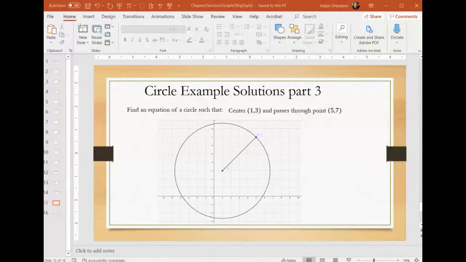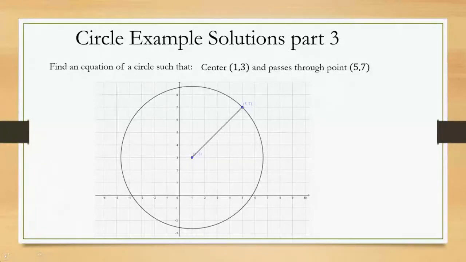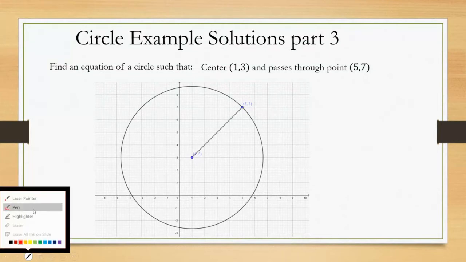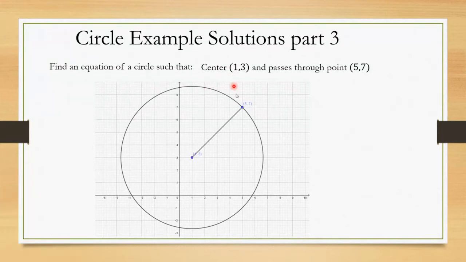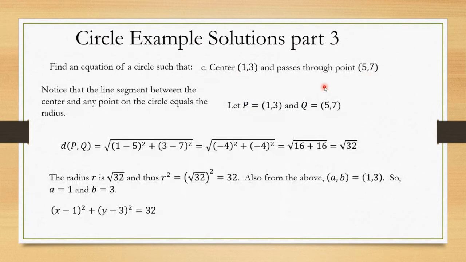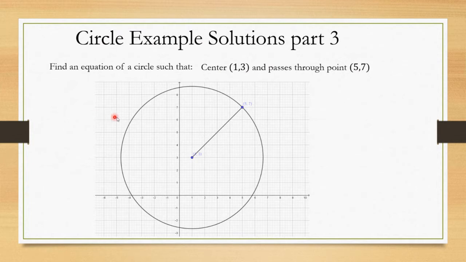So remember, we want to get the distance between the center, which is (1, 3), and the point (5, 7), which is on the circle, right? So going back to our distance formula, this is here just saying what I said in words before: to get the radius, we need the distance from (1, 3), the center, to the point (5, 7), which is the same as the length of this line segment, the radius.